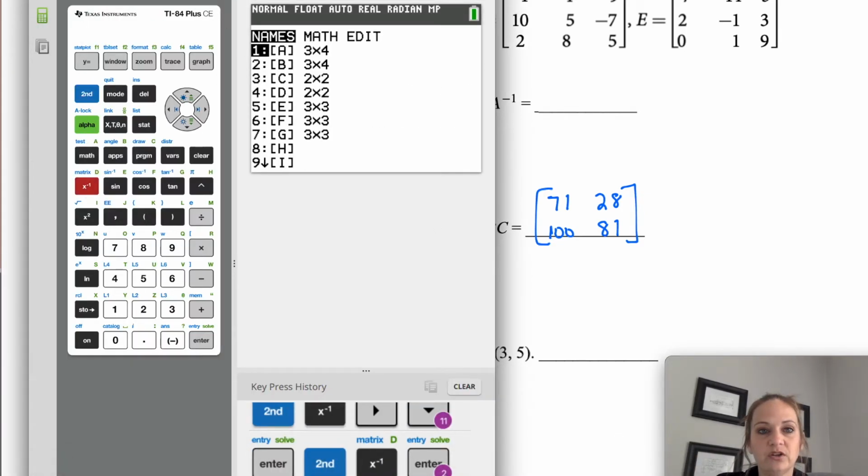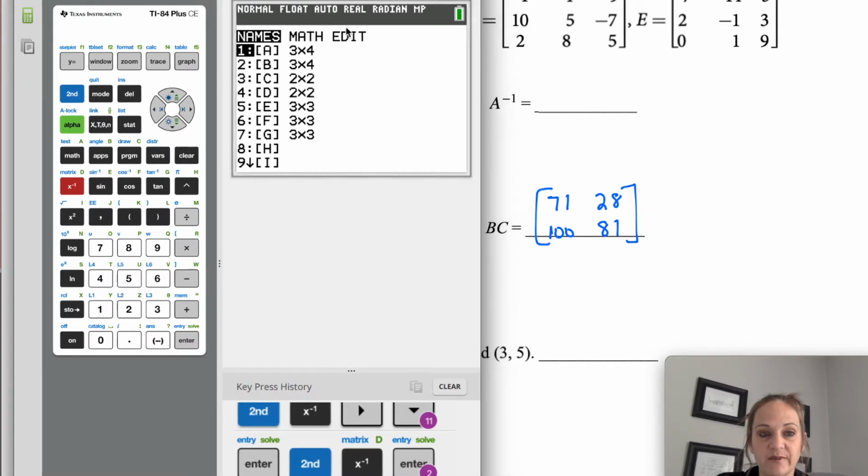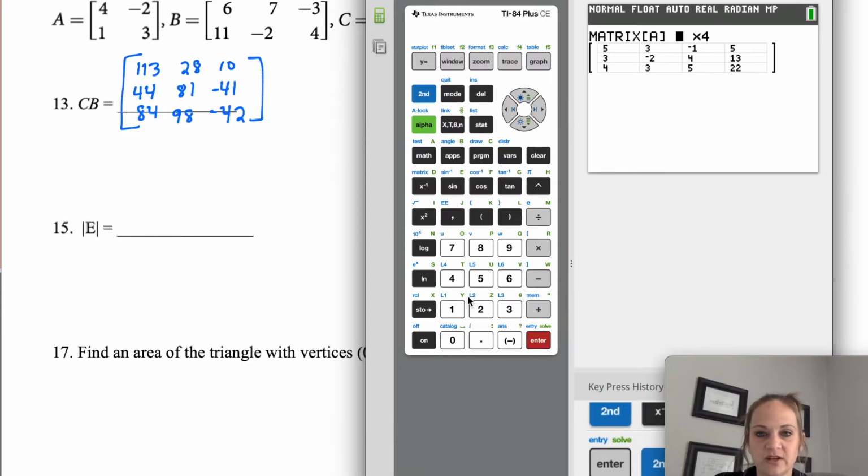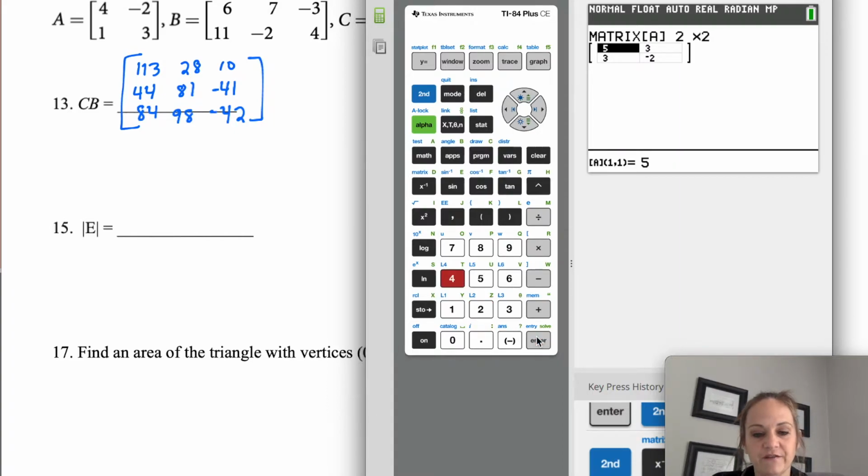So we are looking for the inverse of matrix A. So I first need to put in matrix A. So I'm going to edit a matrix. I'm just going to use matrix A. It is a 2 by 2. And I would get 4, -2, 1, 3. Now I'm going to quit.